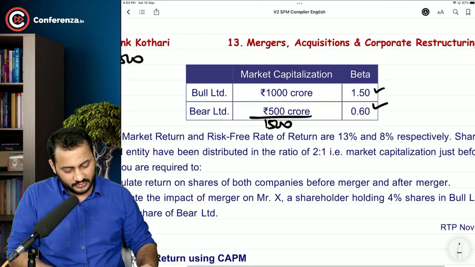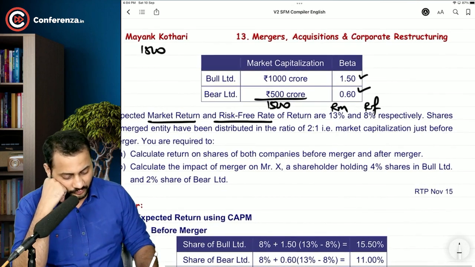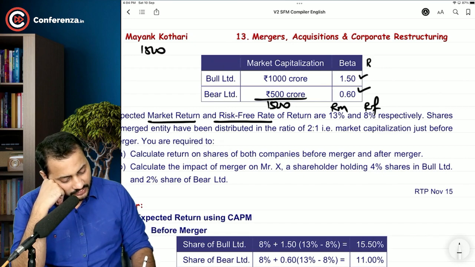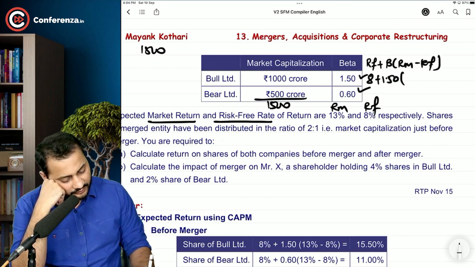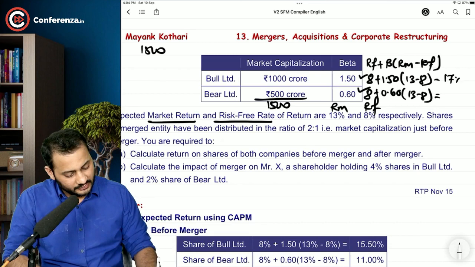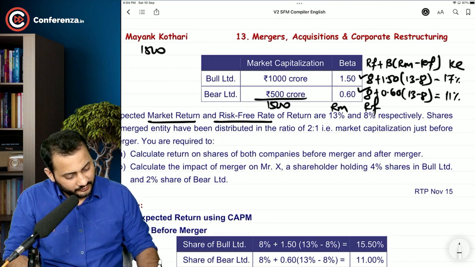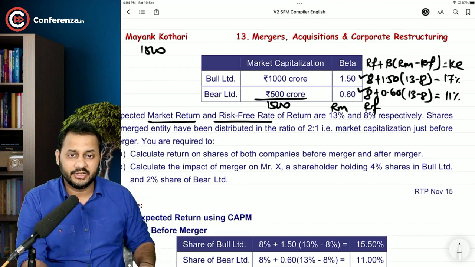This is the beta of both the companies. Now, market return and risk-free rate of return are 13% and 8%. So can we calculate the cost of equity for both? Yes, sir. What is the CAPM formula? RF plus beta in bracket RM minus RF. So 8 plus 1.5 into 13 minus 8, that is 17%. And 8 plus 0.60 into 13 minus 8, that is 11%. This is the cost of equity for both the companies individually.